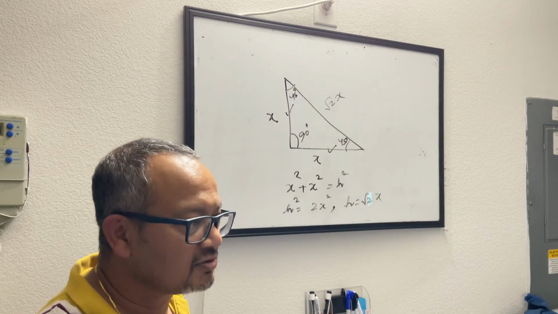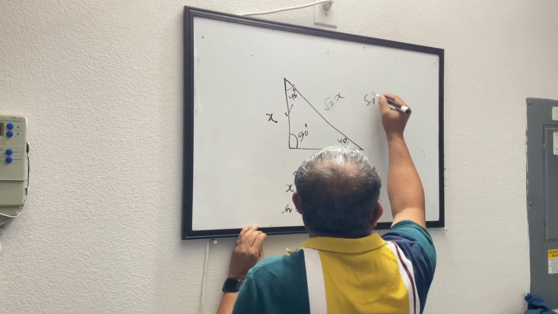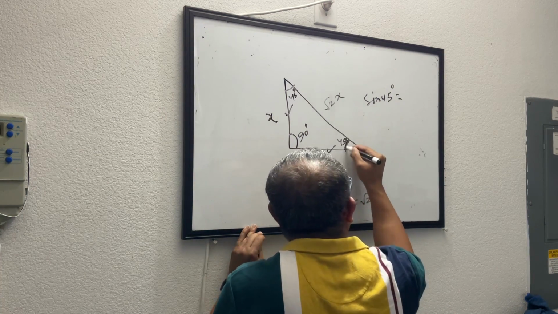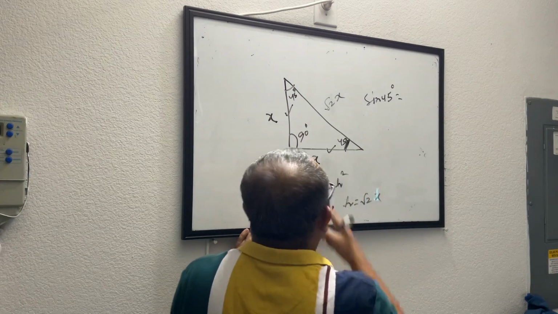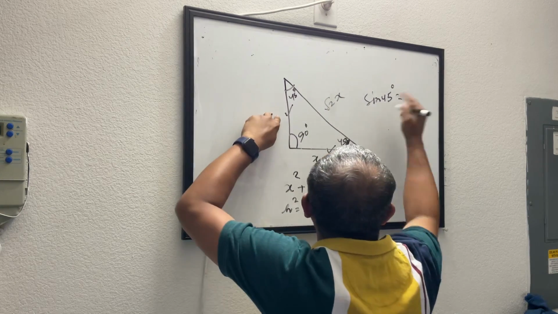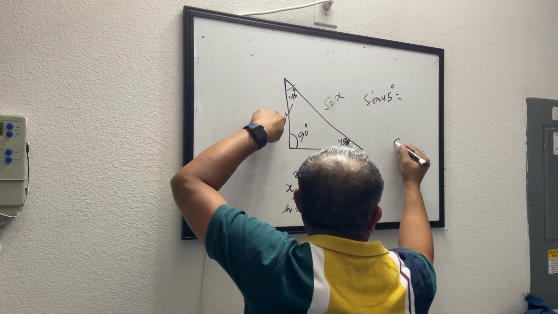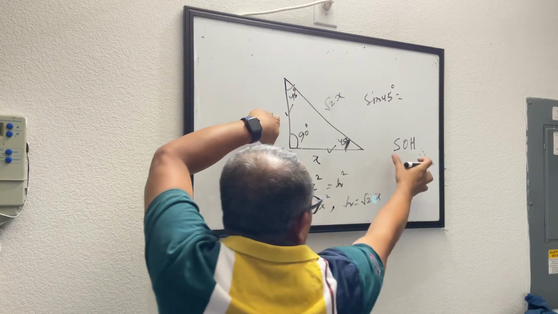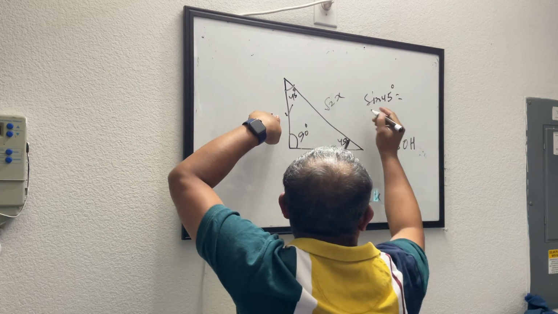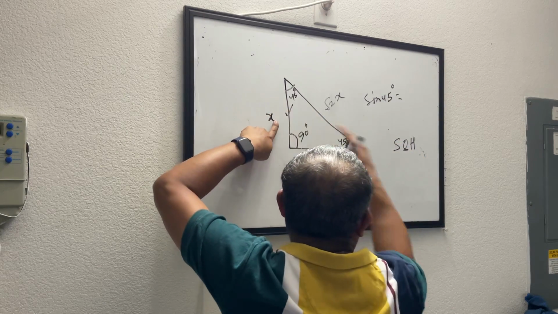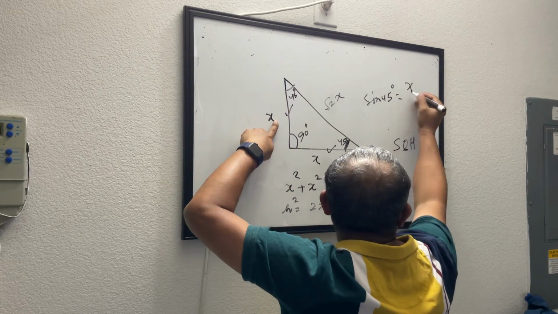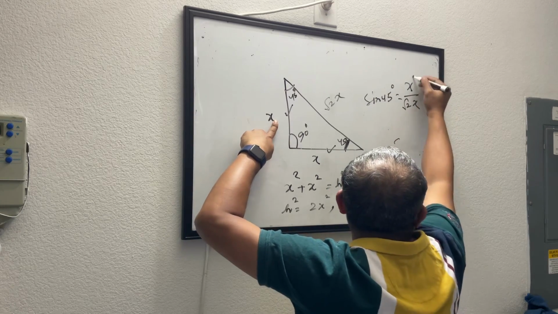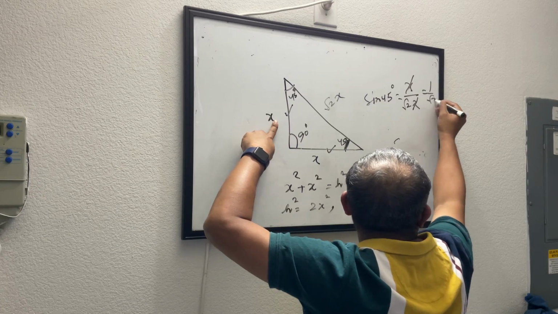Now apply your SOHCAHTOA. What is the sine of 45 degrees? Let's say I pick this as my 45 degree angle. This angle I like so much. So sine is opposite side by hypotenuse. I will keep on bugging you guys by repeating this, okay? My opposite side is x, my hypotenuse is root 2 x. Have fun. Tic-tac-toe, you're left with 1 over root 2.